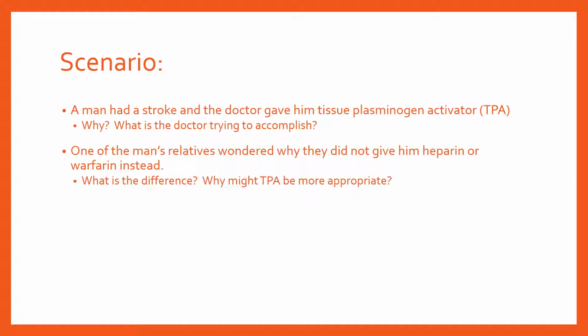So the question: what is the doctor trying to accomplish? From here we know the doctor is trying to dissolve the clot. So what's the difference between heparin, warfarin, and tissue plasminogen activator? The difference is very simple. Heparin and warfarin act on prevention of blood clot formation, while tissue plasminogen activator, by activating plasminogen, which is converted to plasmin, which digests the fibrin in the blood clot, is digesting the clot. So TPA helps clot digestion, while heparin and warfarin are merely preventing it.